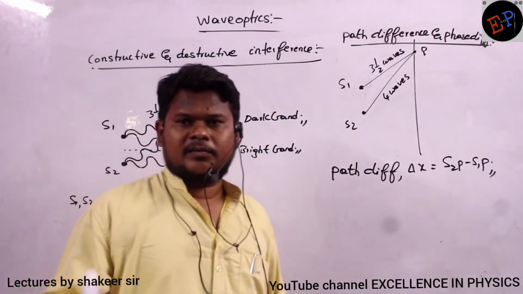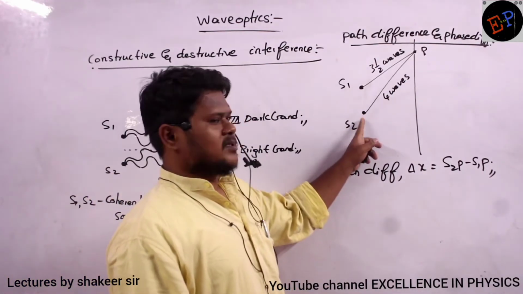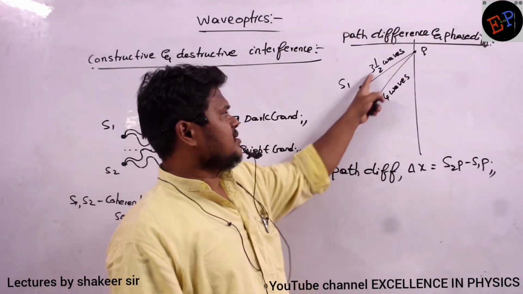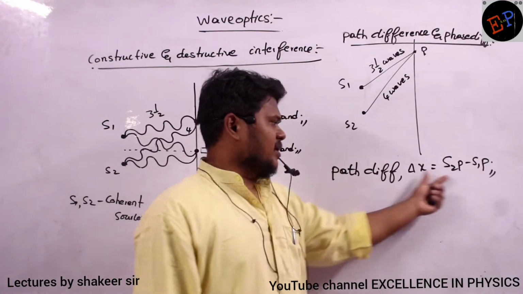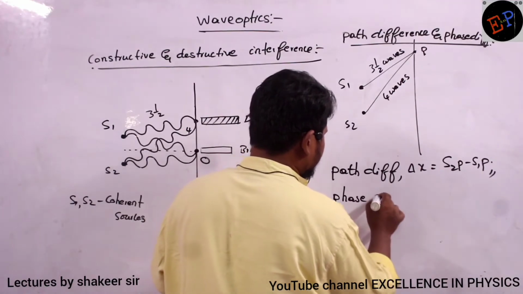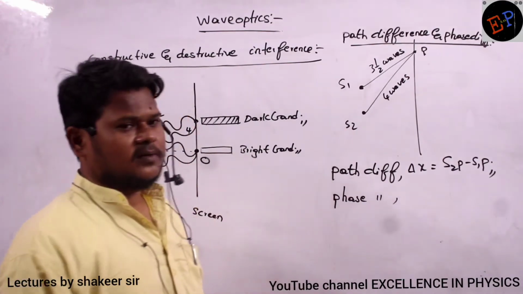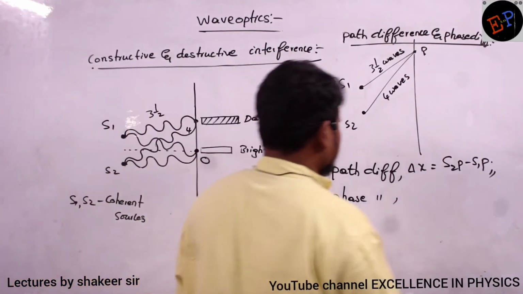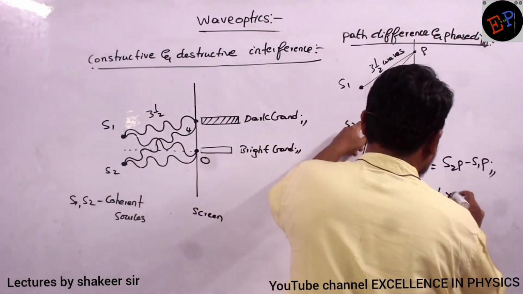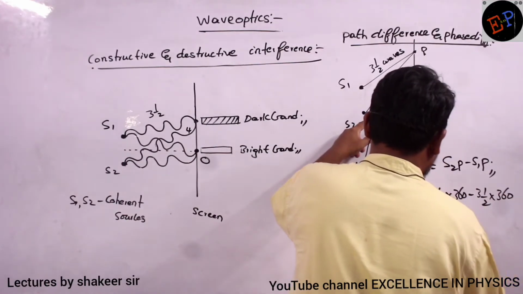Path difference means the difference between the distances traveled by each source of light. So light from S2 is traveling S2P, light from S1 is traveling S1P. So S2P minus S1P will become the path difference. Now can you say what is meant by phase difference? Phase difference means difference in angle covered. Now can you say what is the difference in angle covered? 180 degrees. That's all, no? So how can I calculate delta phi? See the first one, 4 into 360 minus 3.5 into 360. If you do this calculation, then it is 180 degrees.